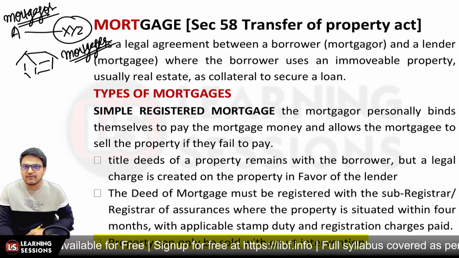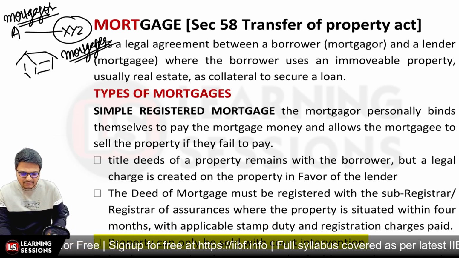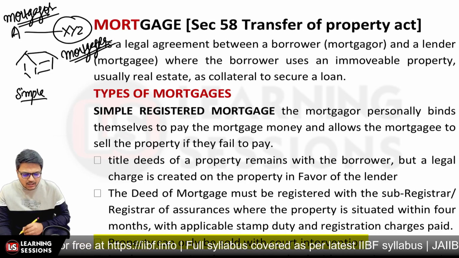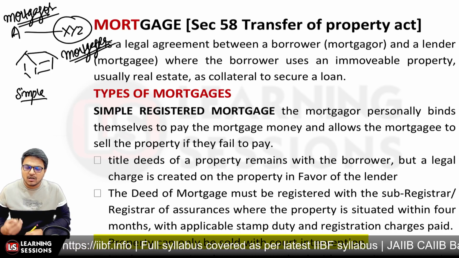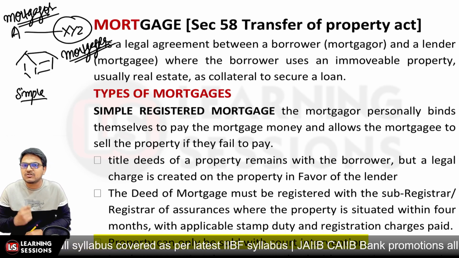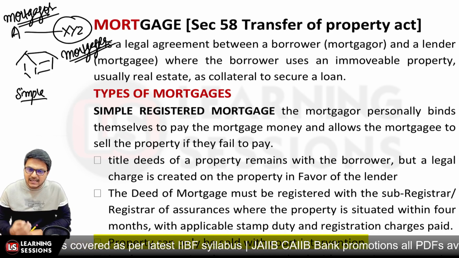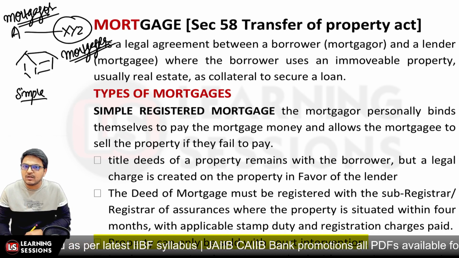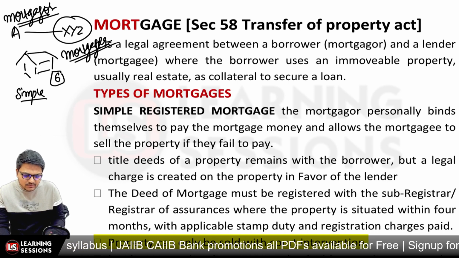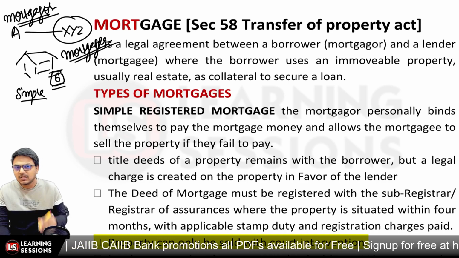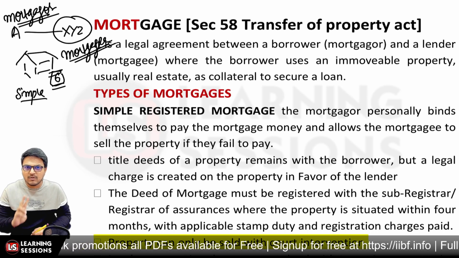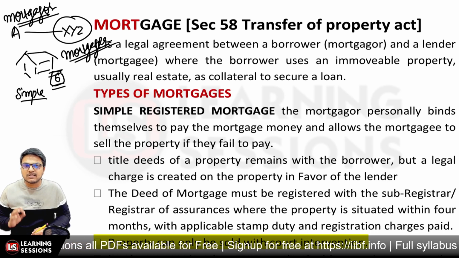So let's understand the different types of mortgage. We have the simple mortgage, the English mortgage, the usufructuary mortgage, the mortgage by conditional sale, the equitable mortgage, and the anomalous mortgage. So in total, we have 6 types of mortgage. But right now we are going to talk about 2 major mortgages. One is the simple registered mortgage.